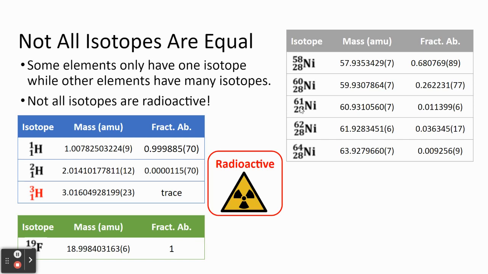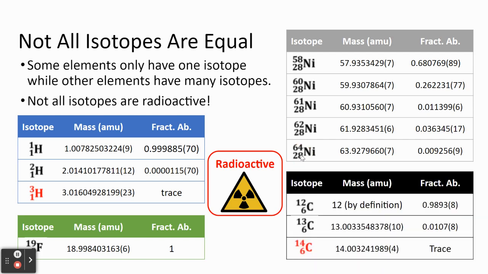Their atomic numbers are the same. Their mass numbers are differing because their number of neutrons are differing. And then carbon has 3 isotopes. Carbon 12 is the most abundant by far, 98%, almost 99%. Carbon 13 is a little bit, and carbon 14 only has trace amounts because, again, it's a radioactive isotope. It's not stable at all.